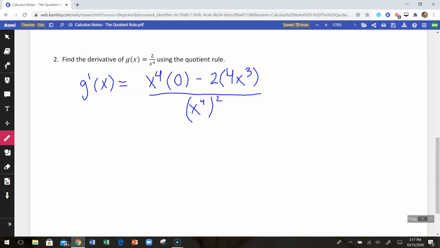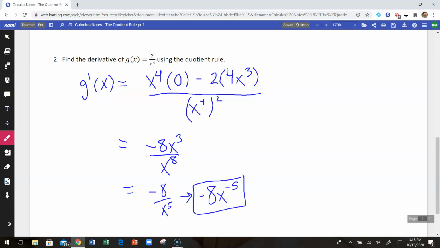Now, I am going to simplify this. I just told you not to, but I'm going to go ahead and do it just to show you that it really wasn't in our best interest to use the quotient rule here, even though it's not challenging. There was a quicker way to do this. On top, the x to the fourth times 0 goes away. I've really just got negative 8x to the third on top, and on bottom I have x to the 8th, which means we really just have negative 8 over x to the 5th, or negative 8x to the negative 5th, right? That's what negative 8 over x to the 5th means. It's negative 8x to the negative 5th power.